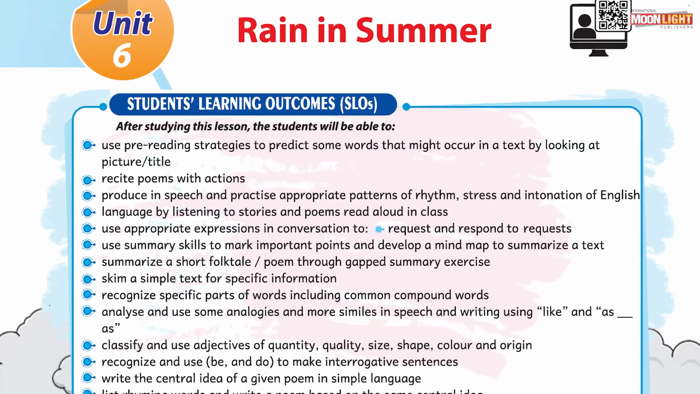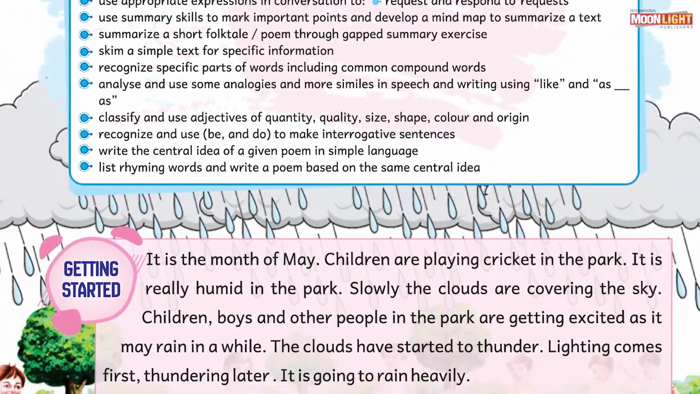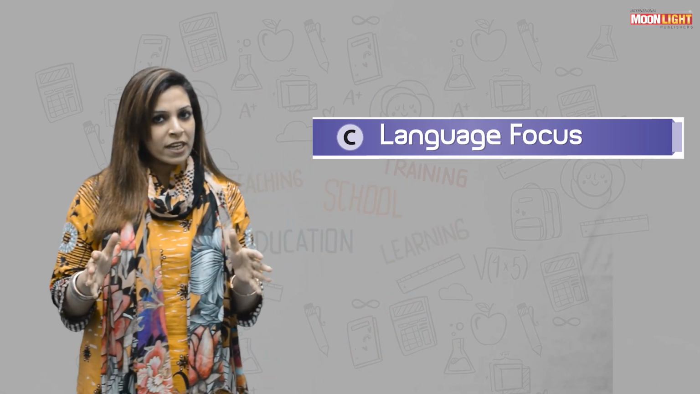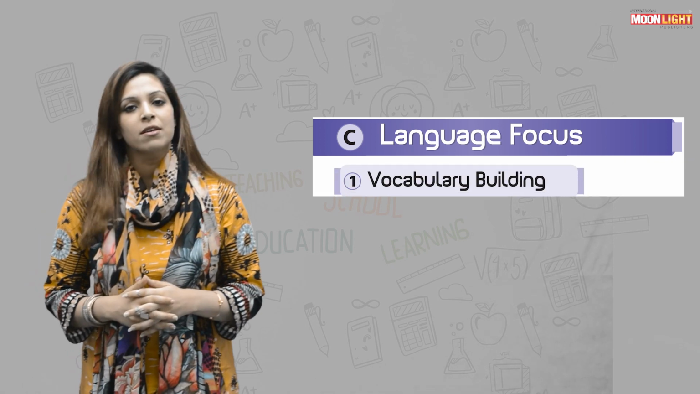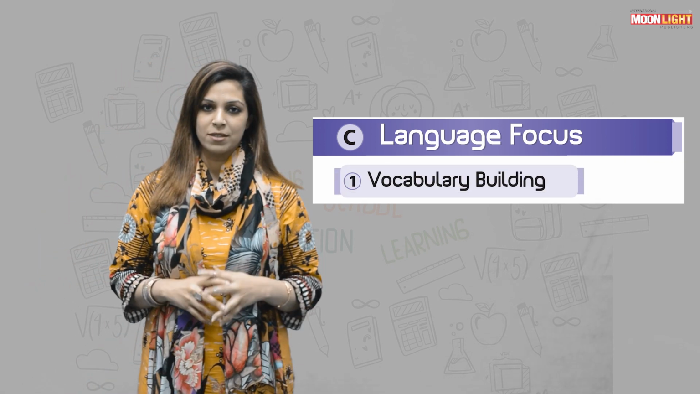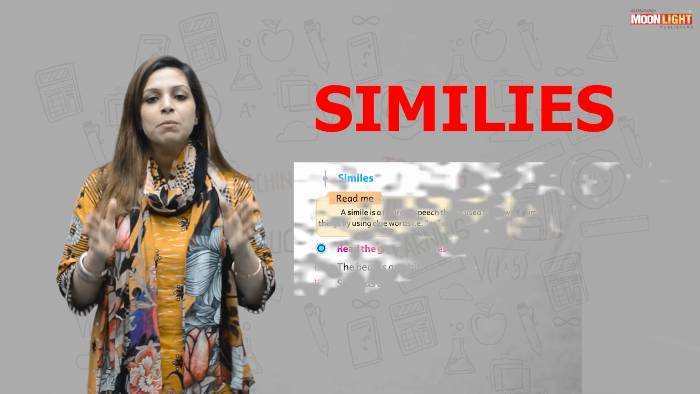Grade 5 students, kindly open your English textbook developed by Moonlight Publishers. Unit number 6, Rain in Summer. This time we'll be talking about language focused competency. Fortunately, we have already completed our vocabulary building part in our reading competency. Now it's time to move towards the next question, and that is similes.